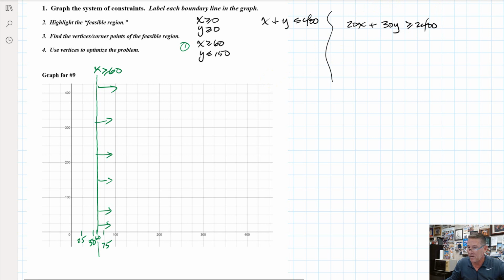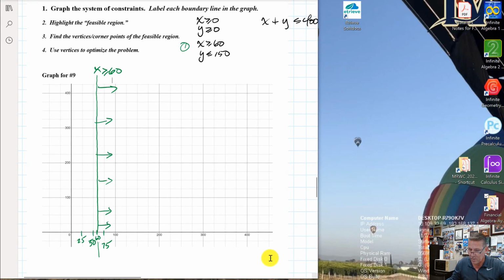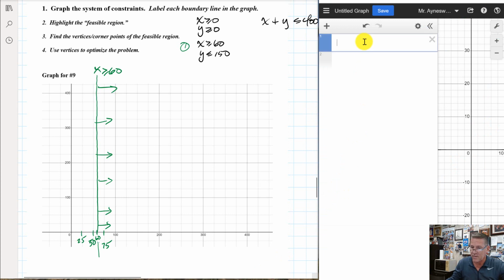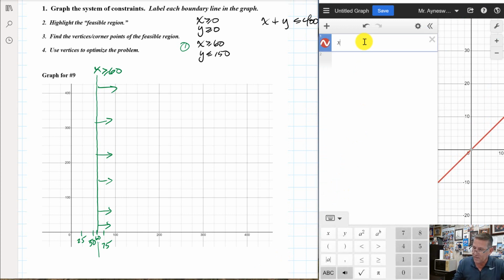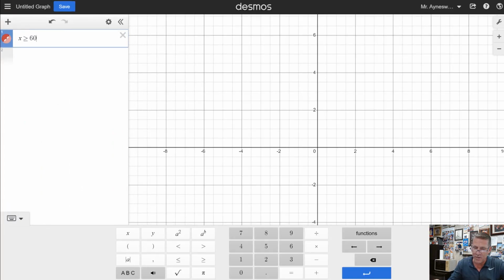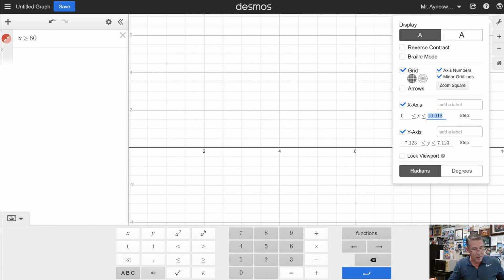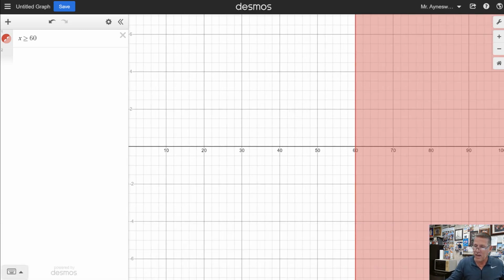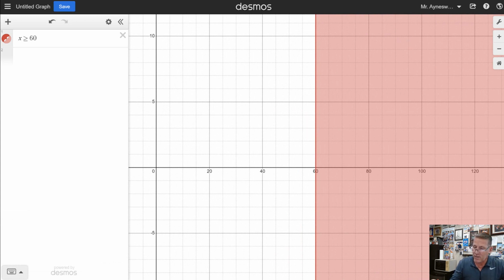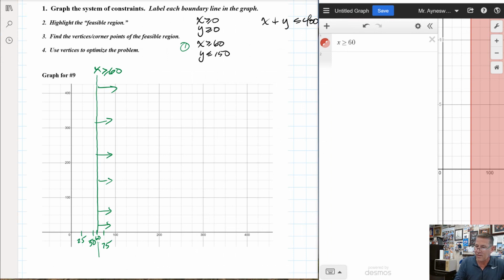Now, if you don't understand, what you do is you kick in a little Desmos action here. So I'm going to bring it up right now and just show you guys. So x is greater than or equal to 60. Now you'll notice that you don't see any graph, and it's because of the scale. So we're going to change the scale from maybe 0 to 100 so you can see this inequality, and now you can see it. So notice that it shaded the regions to the right of 60, which kind of makes sense. Okay, so that's what I did first.